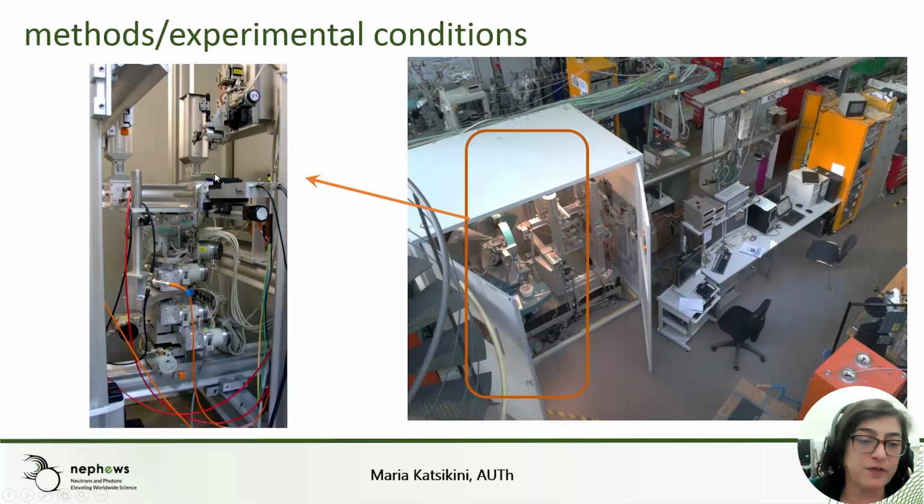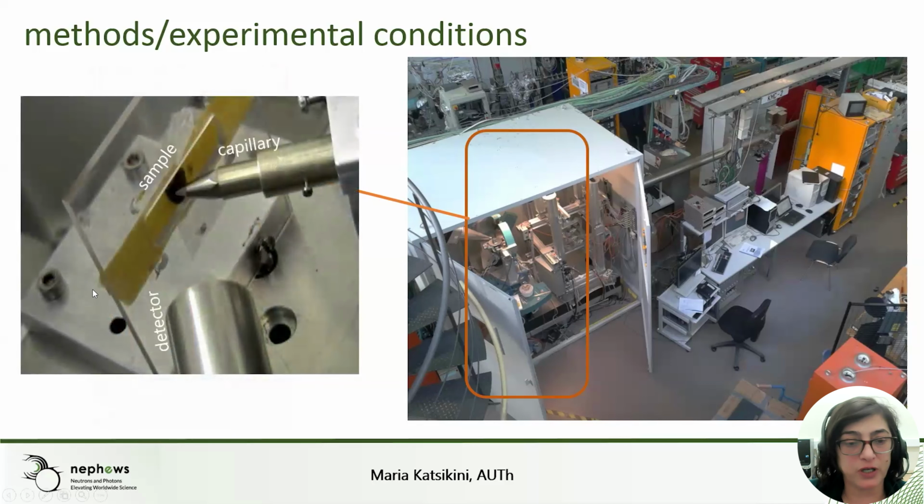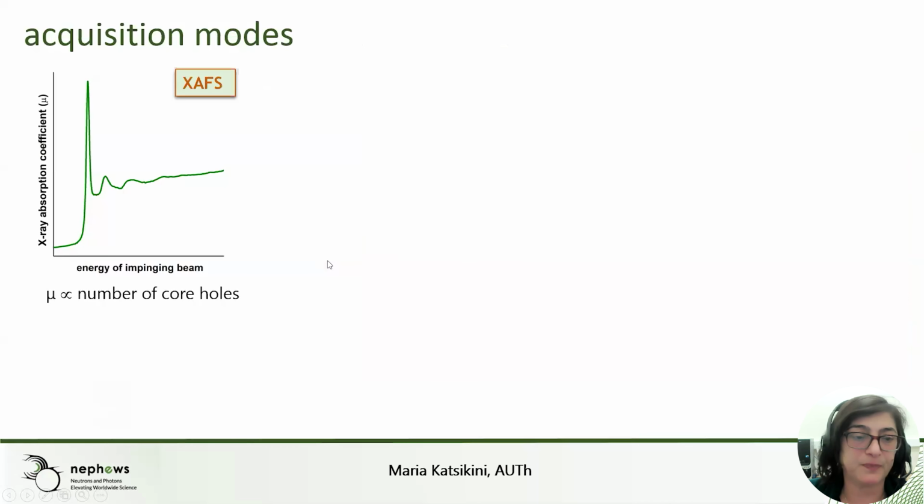A closer view of the stage is shown here. This is the fluorescence detector, the sample is positioned here, and there are a number of piezoelectric motors in order to move the sample precisely in various directions and rotate it. An even closer view is shown here. This is the capillary, the sample, and the detector. The detector and the capillary, of course, are located on the horizontal plane, and the angle between the capillary and the sample surface is 45 degrees.